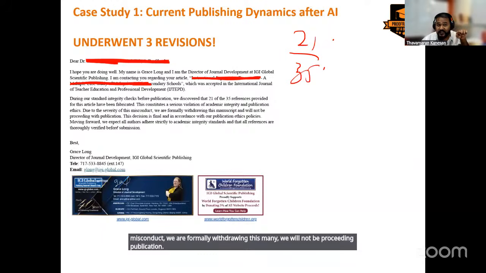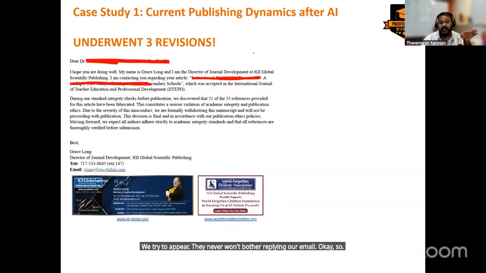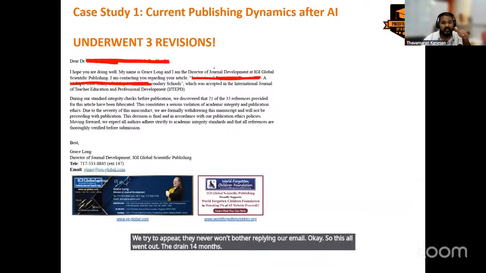After acceptance, the paper got withdrawn. This decision is final. We tried to appeal. They never even bothered replying to our email. So this all went down the drain. 14 months of work went down the drain, just like that. So this is a real impact of using AI. My first-hand impact.